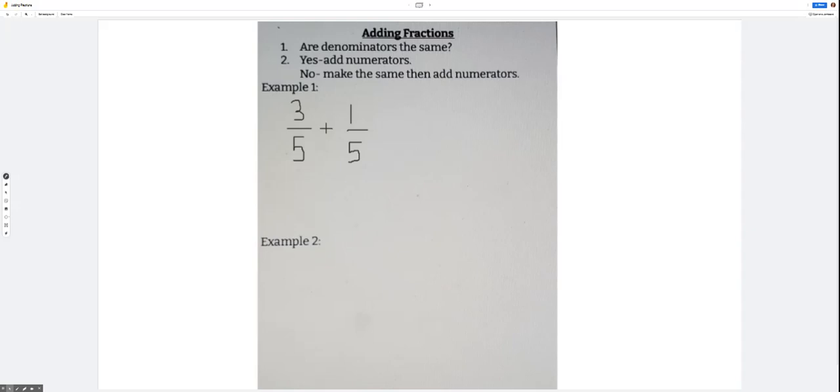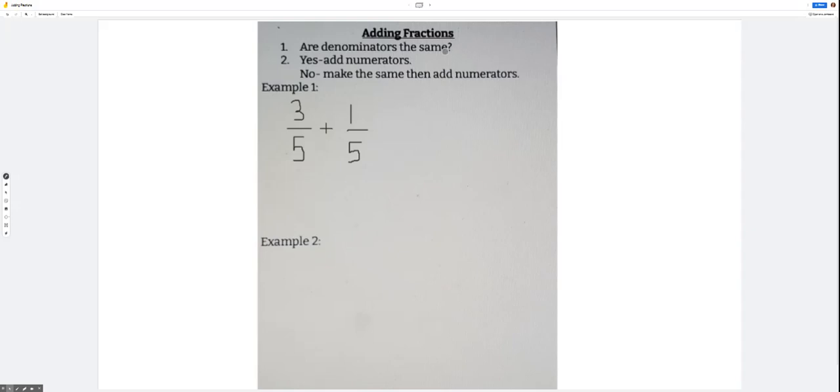It has 4 boxes: adding fractions, subtracting fractions, multiplying fractions, and dividing fractions. I have taken a screenshot of just the adding fractions box because that's what we were focusing on today.